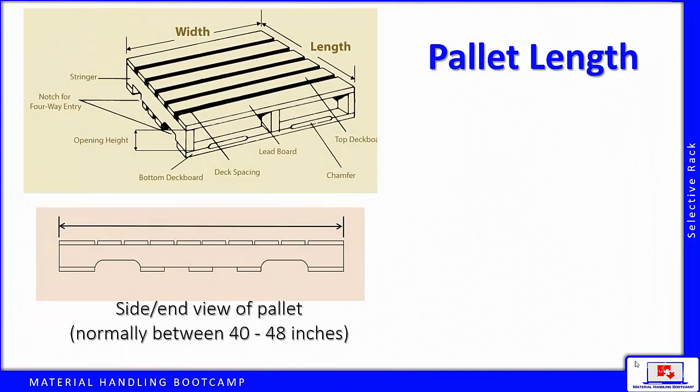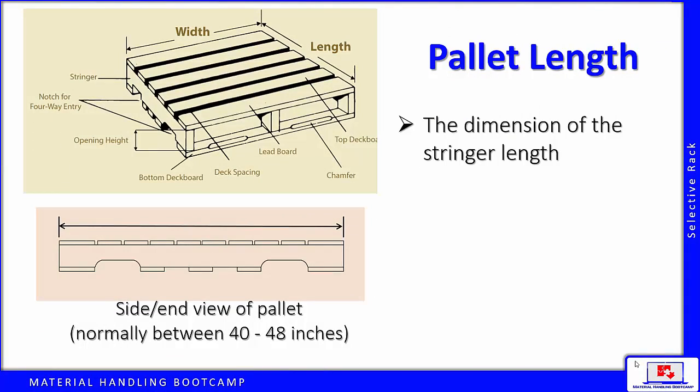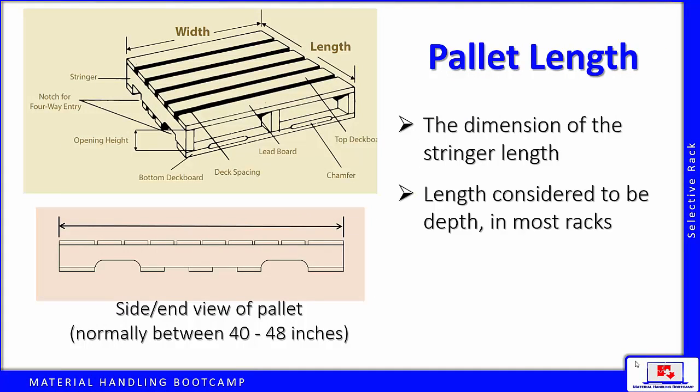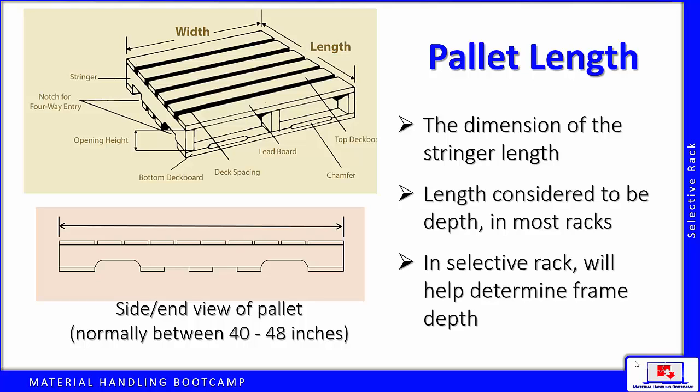Pallet length is the dimension of the stringer length. Length is considered to be the depth in most racks. In selective rack, it will help us determine the frame depth. Here's the side view of the pallet, and normally the stringer depth is 40 to 48 inches, but the most common is 48-inch deep.